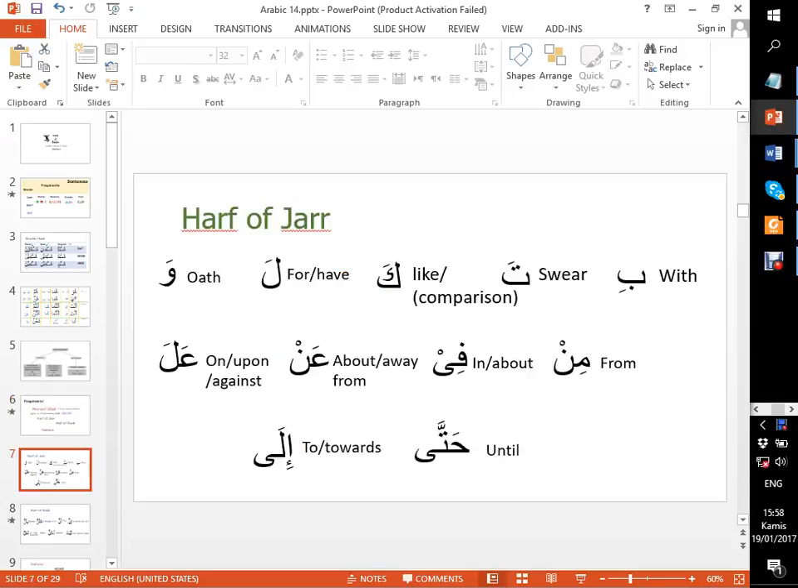And for Harf of Jarr, there are several harfs that you might encounter. Actually there are more, but in the Quran itself, only 11: ba, ta, kaf, lam, waw, min, fi, an, hatta, ala, bila.